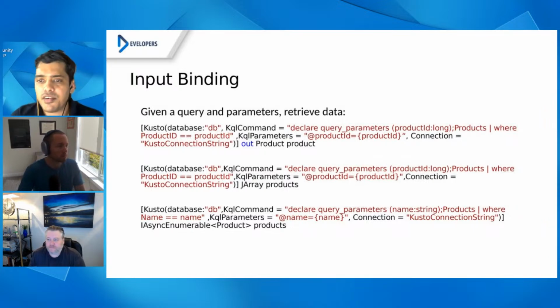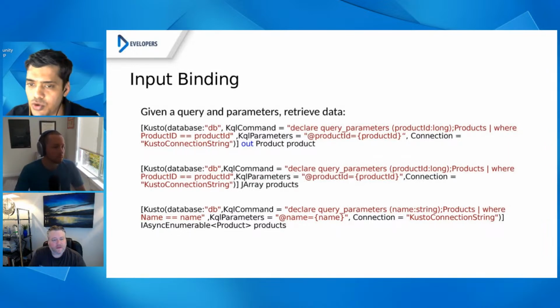Again, a wide variety of binding support is extended as part of the initial revision. So for example, you could have an IAsyncEnumerable, or you want to have a JArray which you want to operate on, or you want to have a plain old CLR object that you want to operate on. So all of these different types are also supported as part of the input binding.